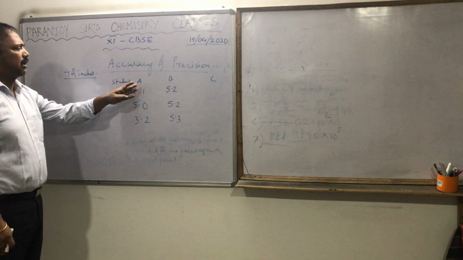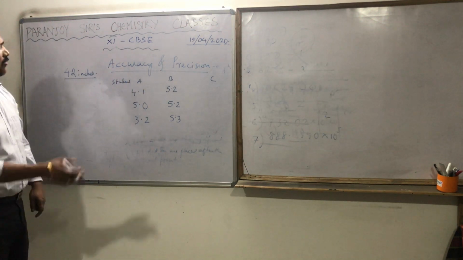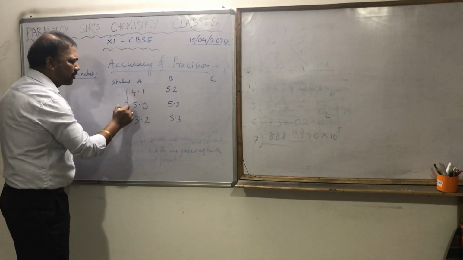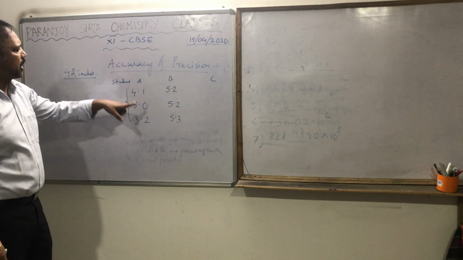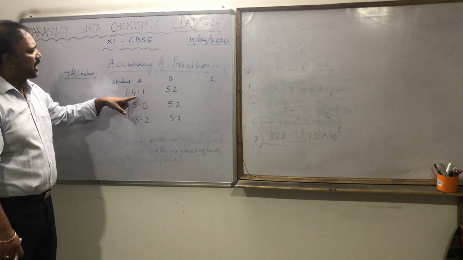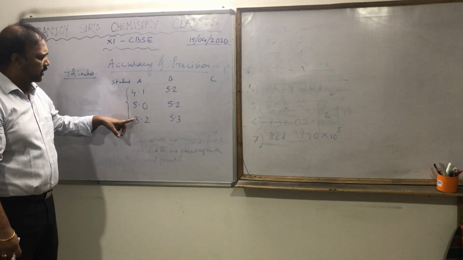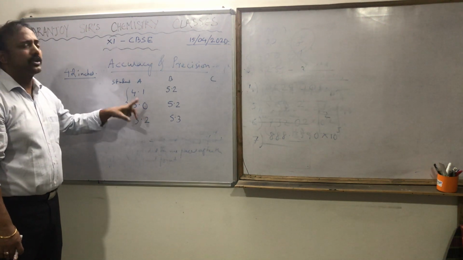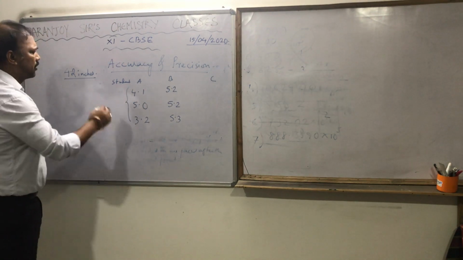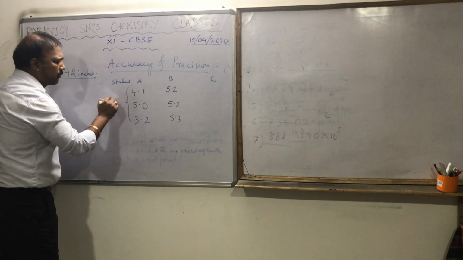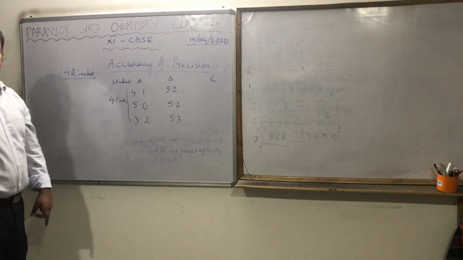So if I ask now student A how much is the length of it, how much did you get? Obviously he will take the average of this and tell me the length. So what is the average of it? You see 4.1 plus 5.0, that is 9.1, 9.1 plus 3.2 is 12.3, 12.3 divided by 3 is how much? 4.1, right? He is telling me, sir, the length of this is 4.1 inch.